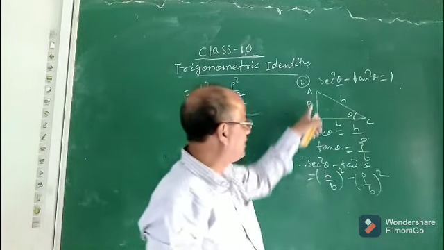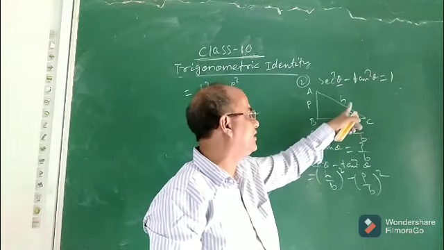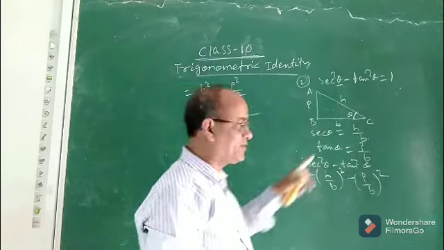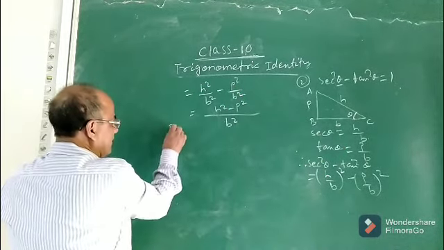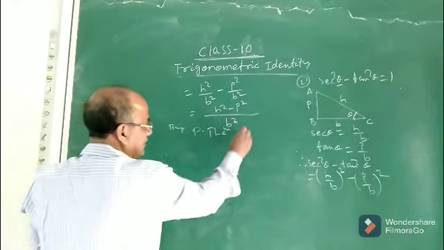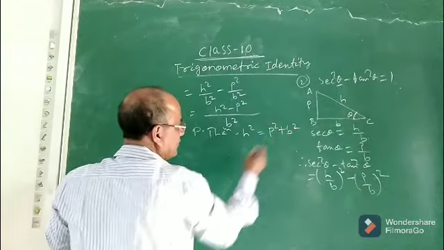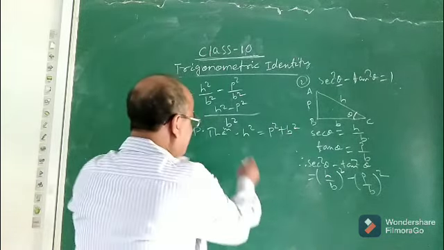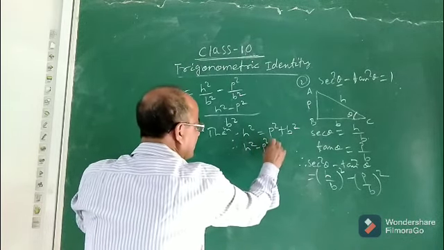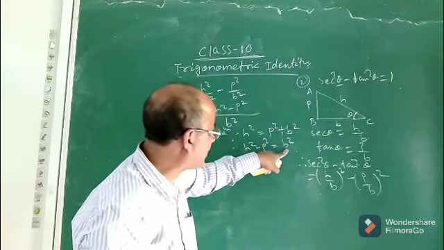Let us see. Since ABC is a right triangle, we can apply Pythagoras theorem. You know what is Pythagoras theorem? It is square of hypotenuse equal to square of perpendicular plus square of base. So by Pythagoras theorem, we know that h square equal to p square plus b square. Therefore, bringing p square to this side, h square minus p square will be equal to b square. So in place of h square minus p square, we can put b square.